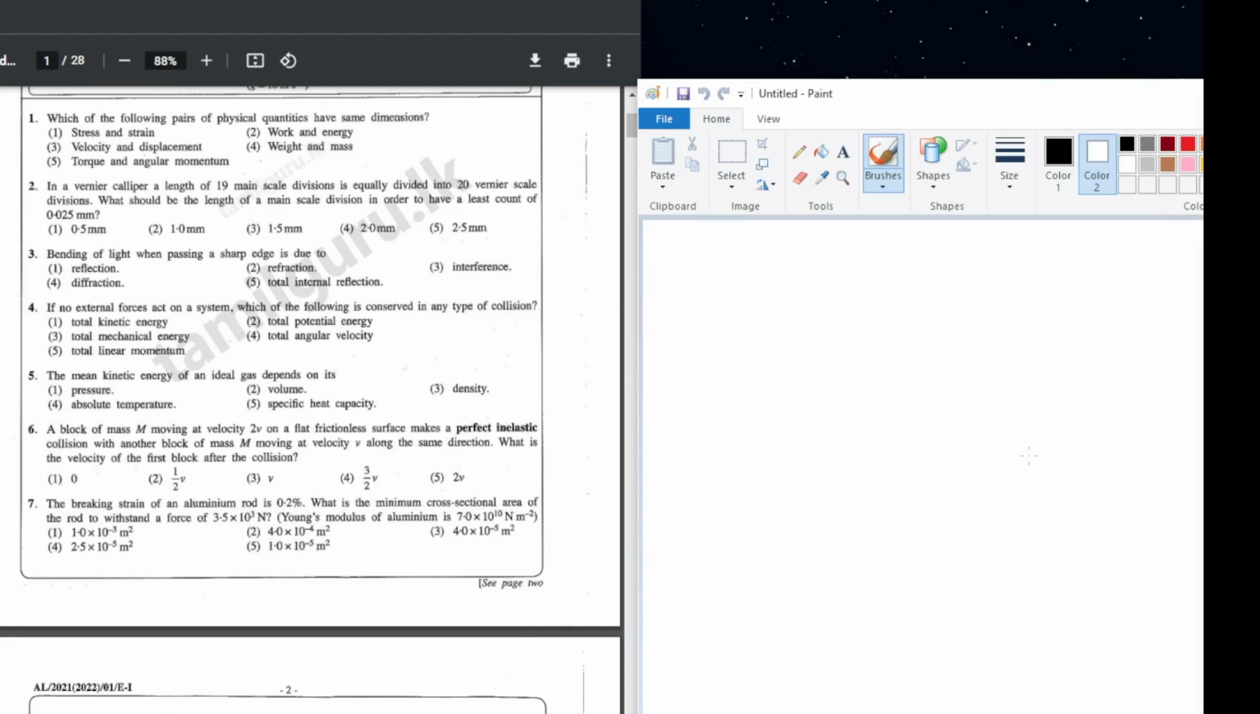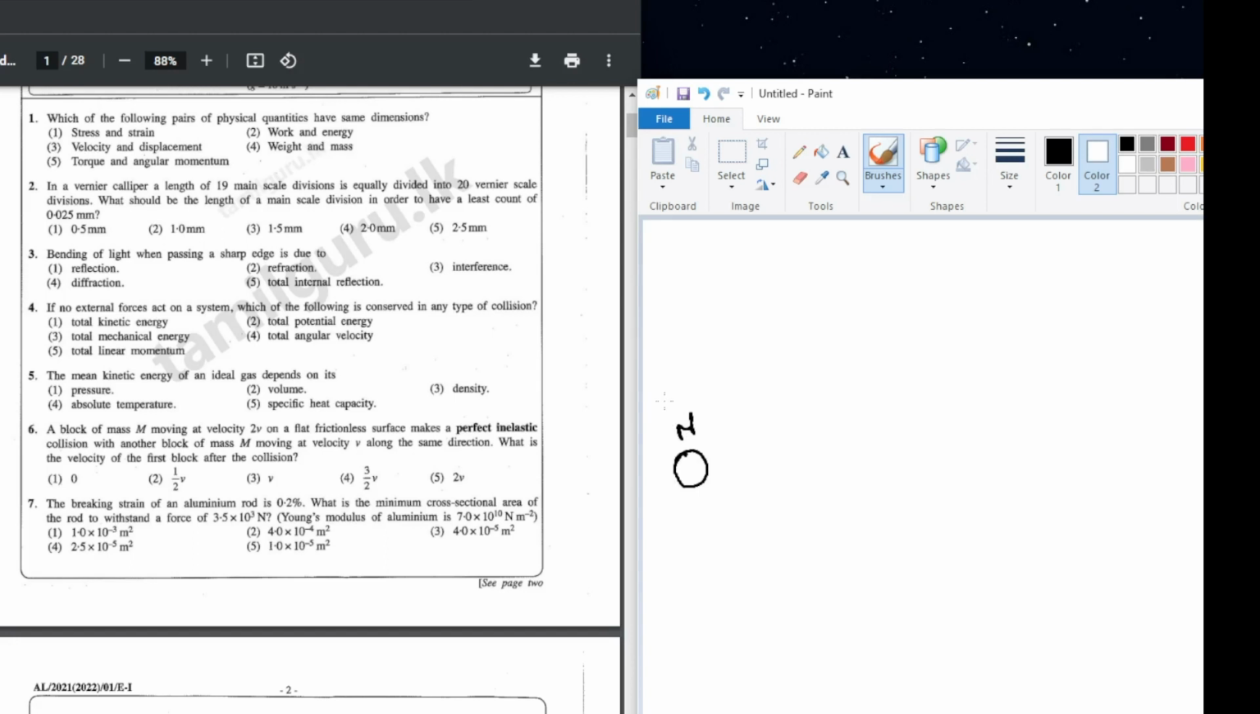Question number 6. A block of mass capital M moving at velocity 2v on a flat frictionless surface makes a perfectly inelastic collision with another block of mass capital M moving at velocity v along the same direction. What is the velocity of the first block after the collision? Now this is a perfectly inelastic collision. So both the masses move together after the collision. Let's look at the screen.